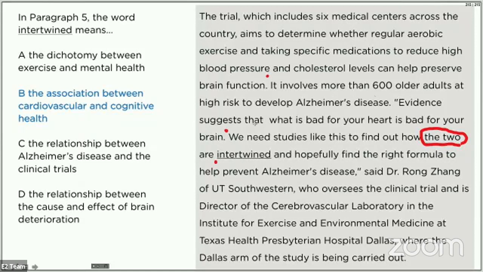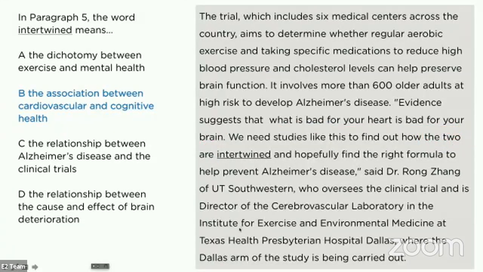It involves more than 600 older adults at risk to develop Alzheimer's disease. Evidence suggests that what is bad for your heart is bad for your brain. Here's the two. What is bad for your heart is bad for your brain. The association between cardiovascular, what is bad for your heart, and bad for your brain, cognitive health. So the answer there is B.